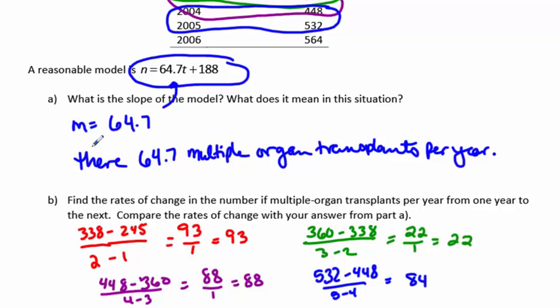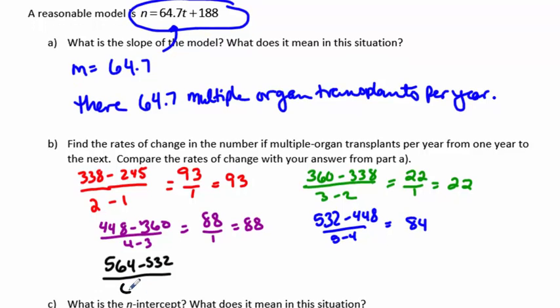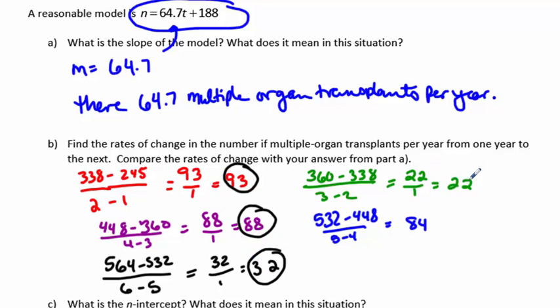That gives us 84. And for the last one, 2005 to 2006 gives us (564 minus 532) over (6 minus 5), which gives us 32. So if we look at all of these slope values, none of them are 64.7, none of them are particularly close to 64.7, but 64.7 does kind of fit in the middle between them.